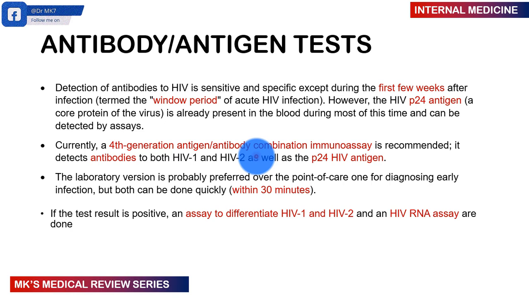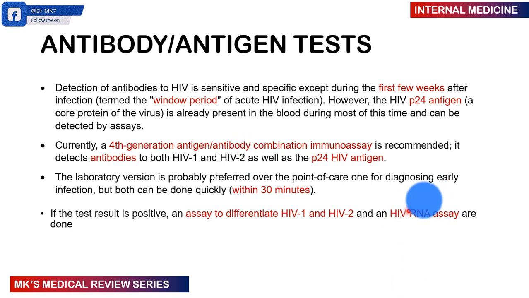However, now with the newer tests that we developed, these check even for the antigen, the P24 antigen, that can be detected quite early in the blood. So we combined this into one test, and we're currently at the 4th generation antigen and antibody combination immunoassay. This detects whether you have HIV-1, HIV-2, the antibodies against them, or even the P24 antigen itself. They won't tell you whether you have HIV-1 or HIV-2. You have to do an additional test to differentiate that. But they will tell you that you definitely have HIV.